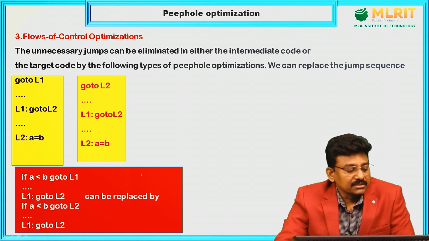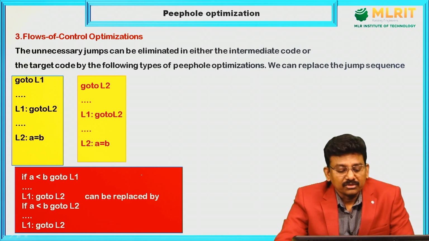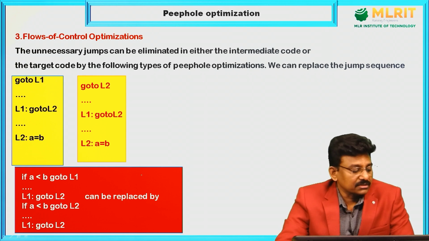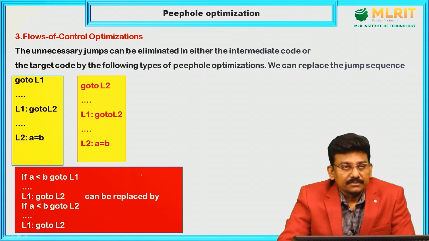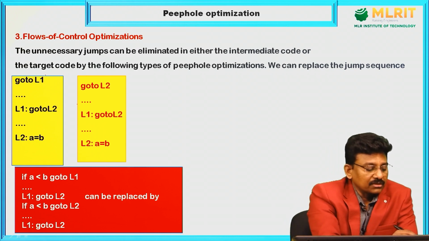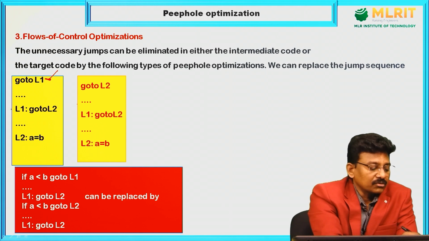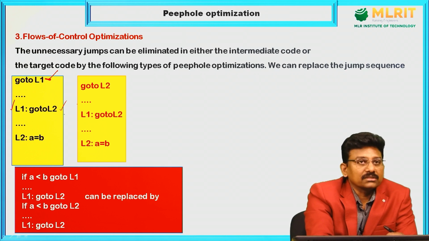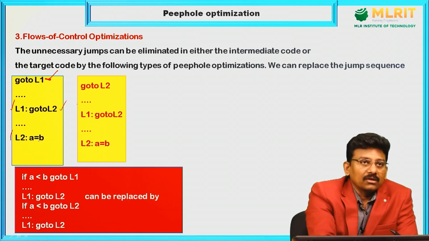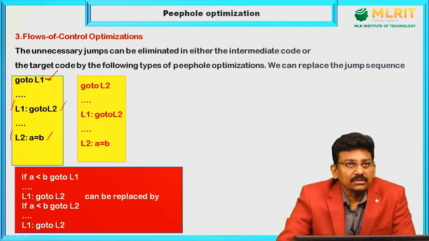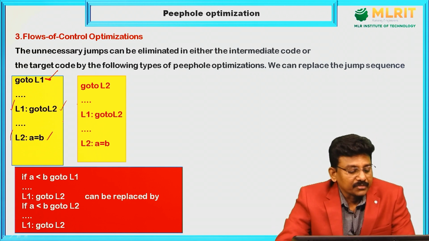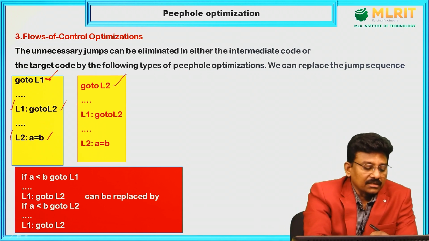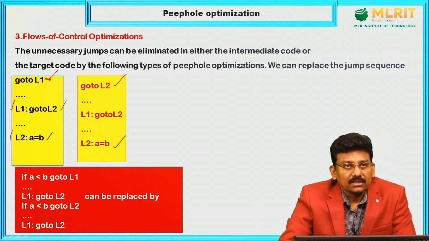Flow of control optimizations. Unnecessary jumps can be eliminated in either the intermediate code or the target code by the following types of Peephole optimizations. We can replace the jump sequences. See, we are unnecessarily jumping: from this location, go to L1, that means control goes to label L1. There once again another go to is there, go to L2, control goes to label L2, there the statement A is equal to B will be executed. So, this is an unnecessary jump, that will be eliminated. Directly write go to L2, where the statement A is equal to B is present.